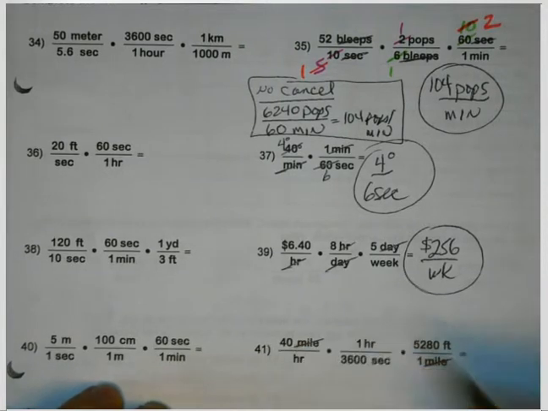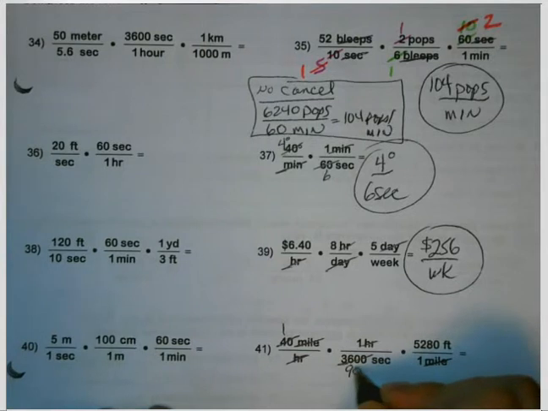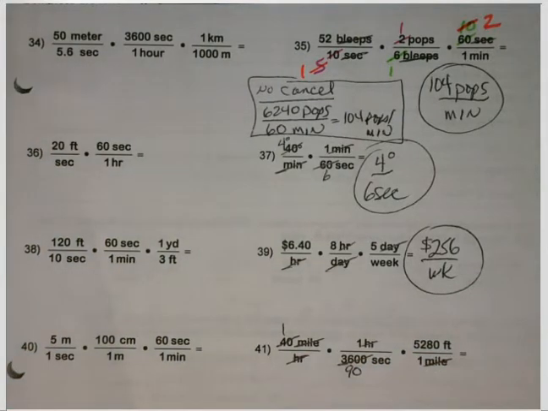Okay, miles, hours. It's 40 going to 3,600. We can try 3,600. Oh, it goes in 90 times. All right, 1, 90. 5280 divided by 90. Not evenly.